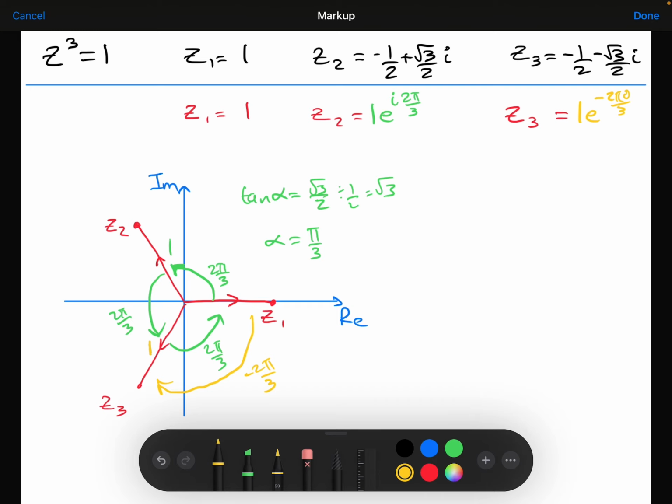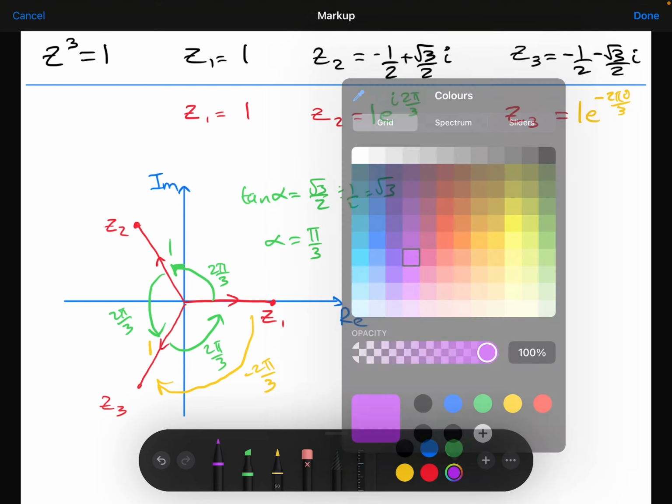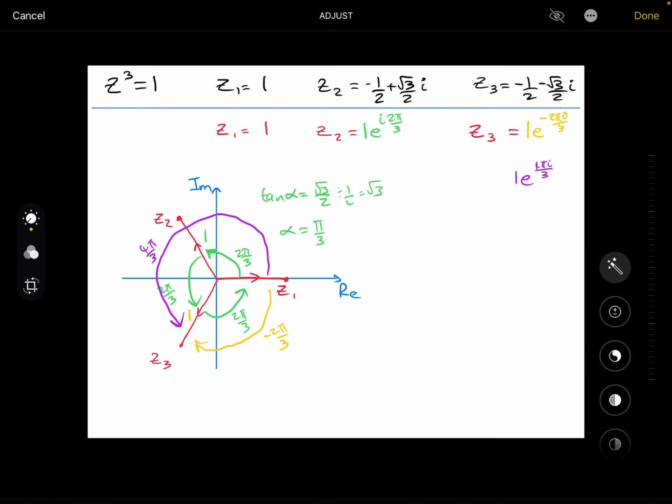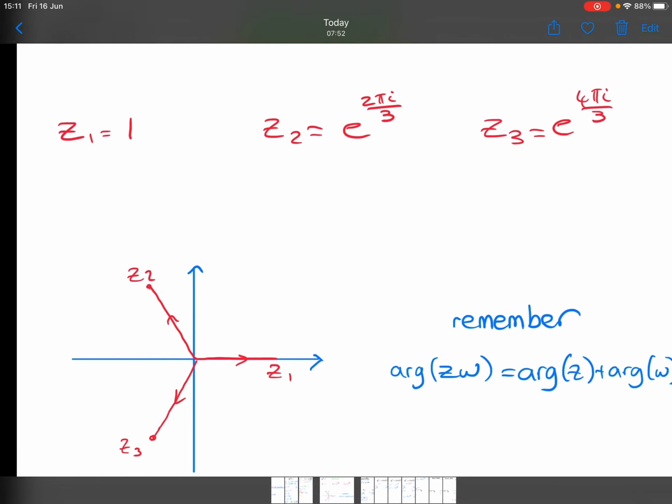I could also say that the argument is 4 pi over 3. It's a bit unusual to do that, but I'm actually going to do that here because it's going to help me to show the shortcut a bit easier. So I've got my three solutions in exponential form.